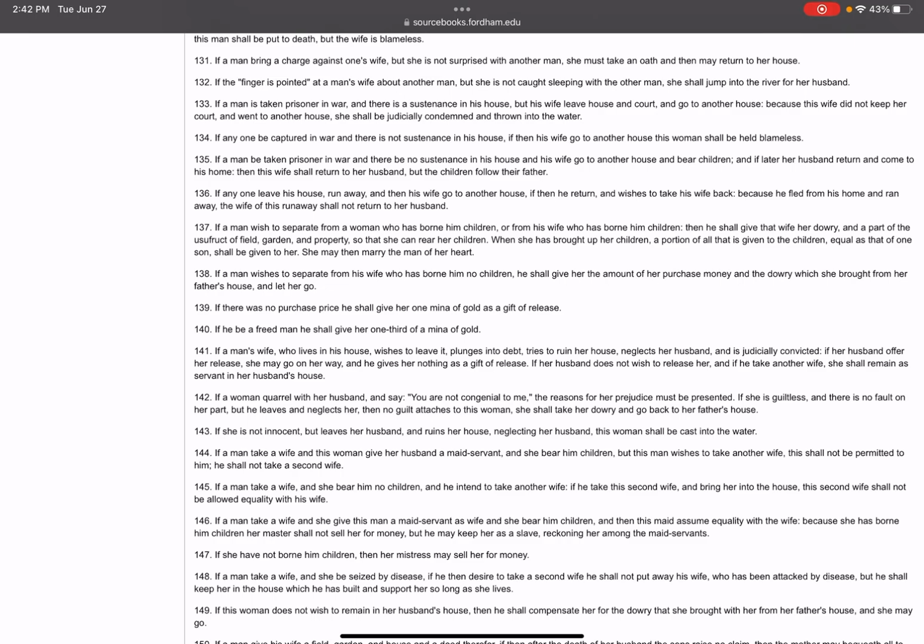If you look at 137, for instance, it notes that if a woman has borne children to a man, and he wants to separate from her, and this is true whether they're married or not, then he needs to provide child support. And if they are married and the wife received a dowry, which is a part of the inheritance that came from her own family into the marriage, he would have to return the dowry. And so men could not just divorce their wives without thinking about the consequences of this.